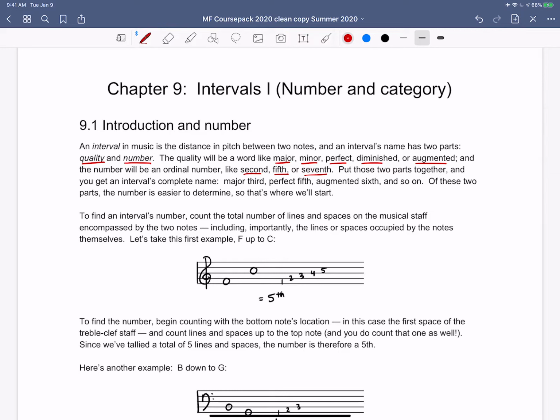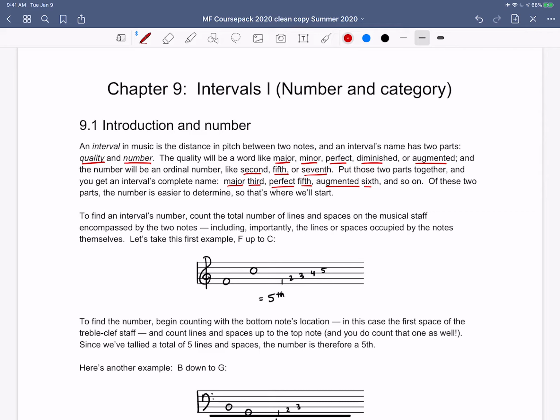And when you put these two parts together, you get an interval's complete name. So major third, perfect fifth, augmented sixth, and so on. Now, of these two parts, the number is much easier to determine by a long shot, so that's where we're going to begin. To find an interval's number, you're going to count the total number of lines and spaces on the musical staff encompassed by the two notes, including, importantly, the lines or spaces occupied by the notes themselves.